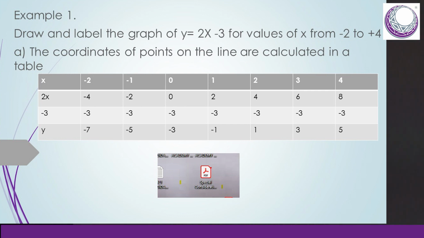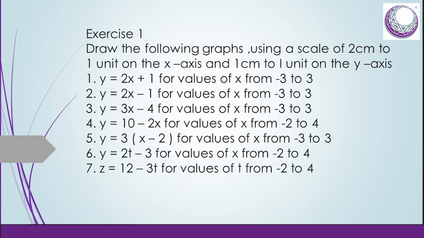So these are called the linear equations, and therefore when I join these particular points, it will produce a line graph, right? So when I've done that, I have drawn and labeled the graph of y = 2x - 3 for the values that range from -2 to 4. And this, in a nutshell, is my table of values that will enable me to draw that particular graph. Now, we can do the same on the given exercise.